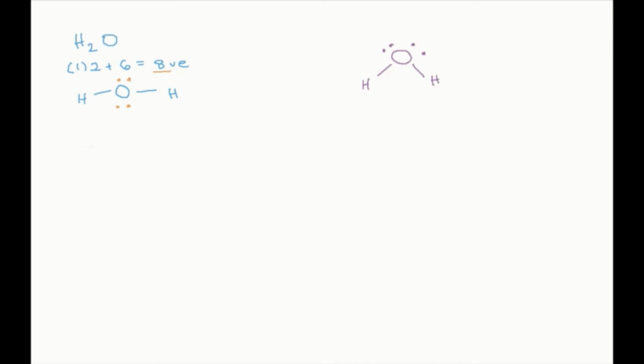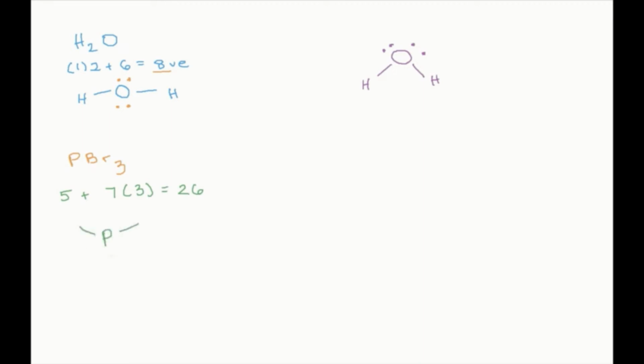We've got PBr3. So for PBr3, I've got to first count my total number of electrons. So for phosphorus, I have 5 valence electrons. For bromine, I have 7, so it's going to be 7 times 3, so I'm going to have a total of 26 valence electrons.